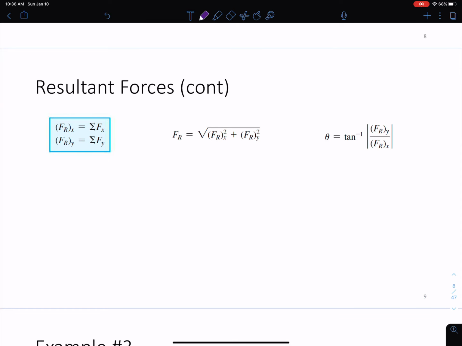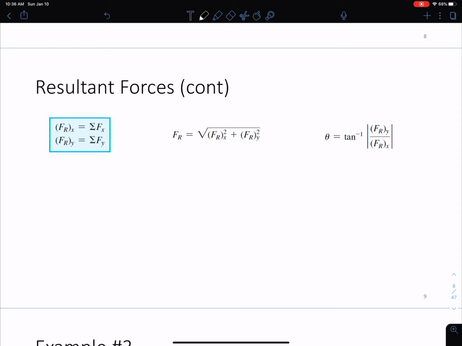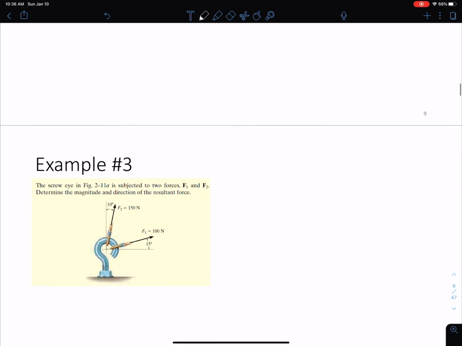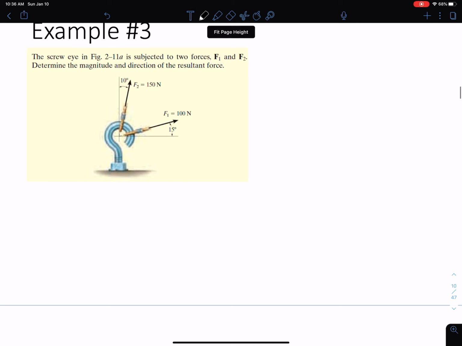Resultant force is continued here. Basically, what is the resultant in the x direction? Well, it's the sum of all of my forces in the x direction. Resultant in the y, sum of all my forces in the y, and this is basically what I've already written down for you in those 5 steps above. Okay, so we're going to go to an example here, and I'm going to show you how to solve this using the methodology that we just kind of talked about.